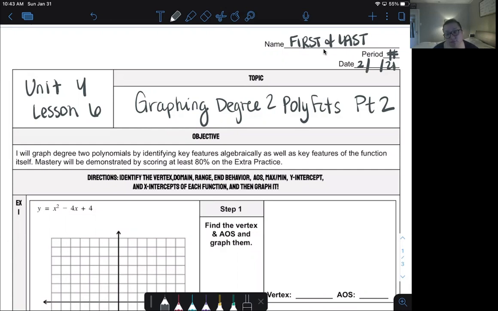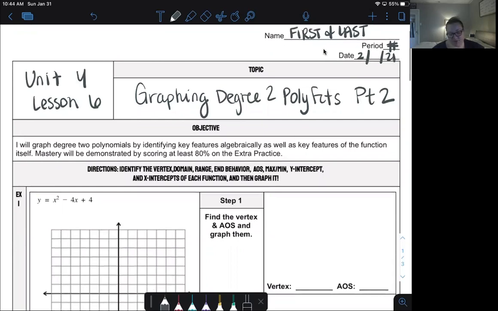So this is a continuation, like I said, of Lesson 5, where we learned all about end behavior, domain, range, the vertex of a parabola and how to find it. We've talked about the x-intercepts, the y-intercept of parabolas, all that good stuff. But today, you're actually going to learn how to graph them yourself. So the objective today is I will graph degree 2 polynomial functions by identifying key features algebraically as well as key features of the function itself.